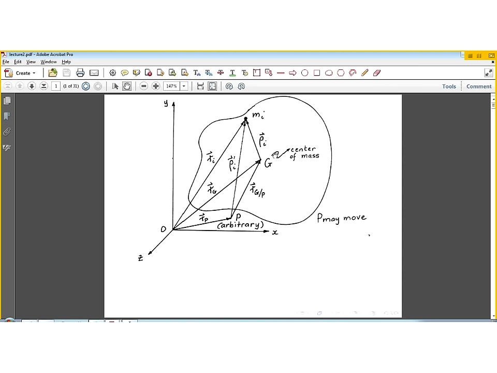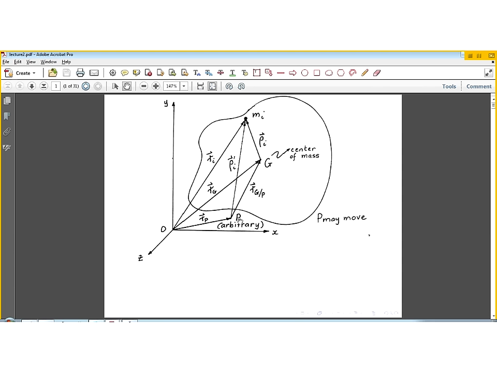And of course, from this it's clear, and we'll use this later on, that the position vector of the particle r sub I can be calculated as the vector sum of the position vector of the center of mass r sub G plus the position vector of I relative to G, rho sub I.